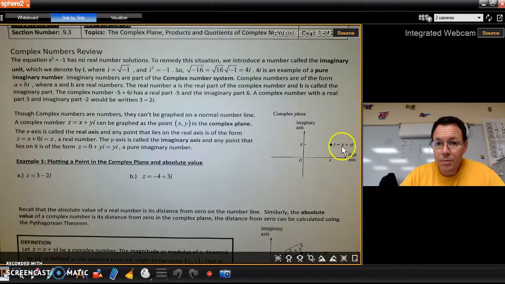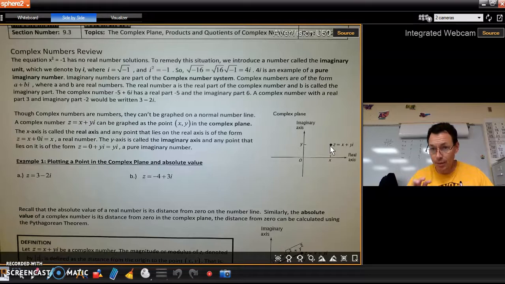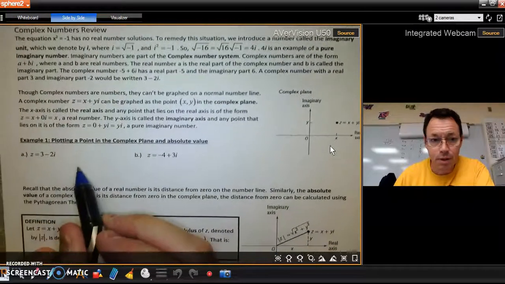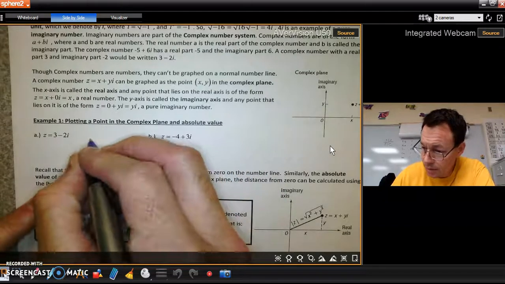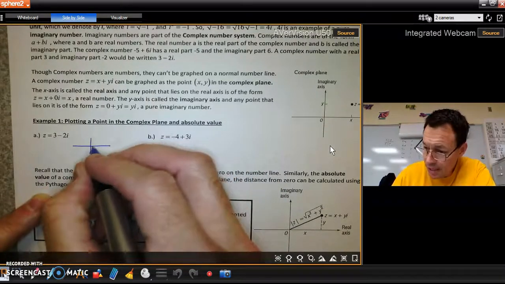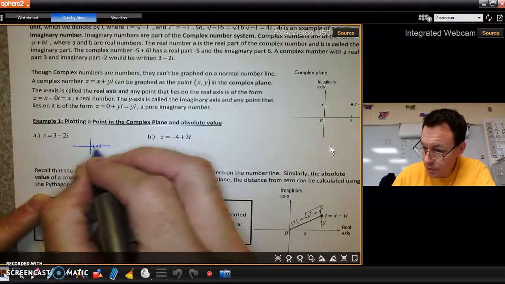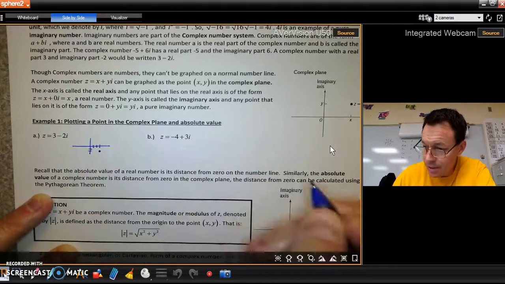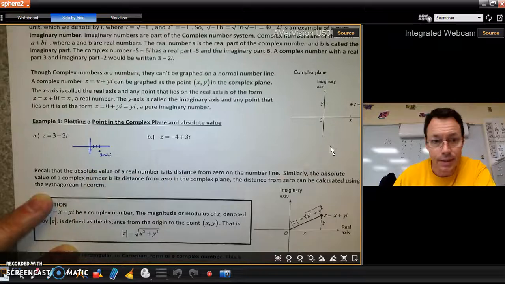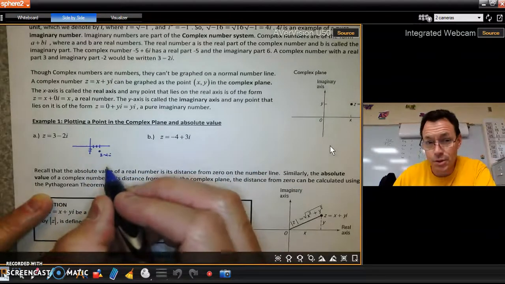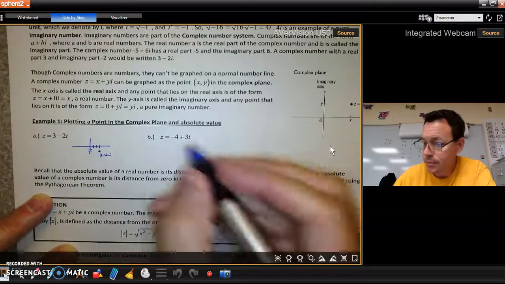You can plot points just like you would coordinates. You go out however far in the real direction, you go up in the imaginary direction, and that's going to be a point that's actually a number. It's in a two-dimensional space because there are two parts to it. So if I was going to plot 3 minus 2i, I'd go +3, -2, and that right there is the point 3 minus 2i. It's a point, but it's also a number. That is one number.